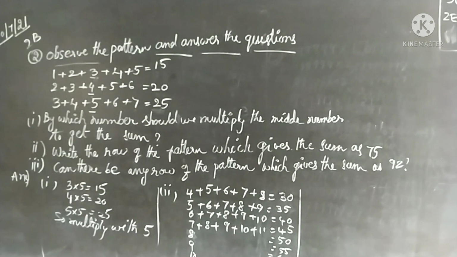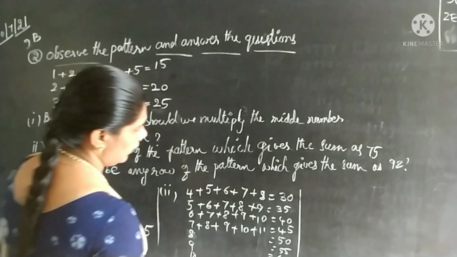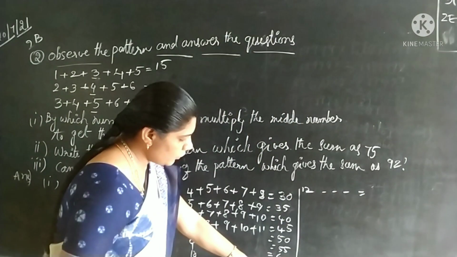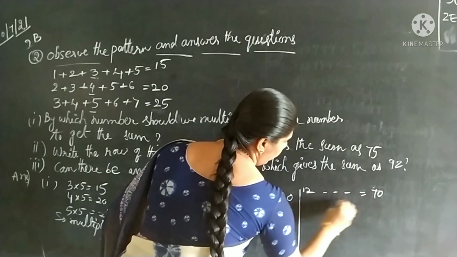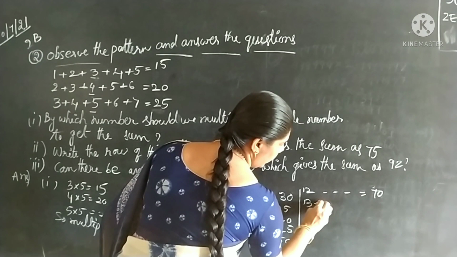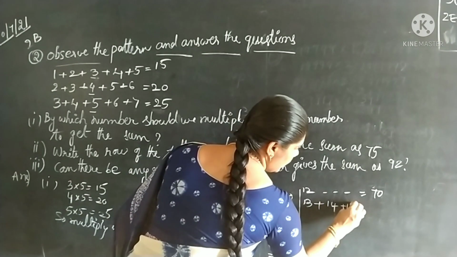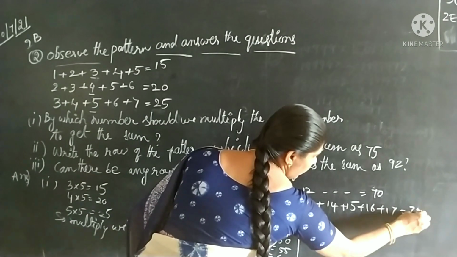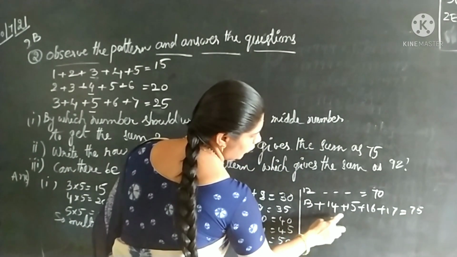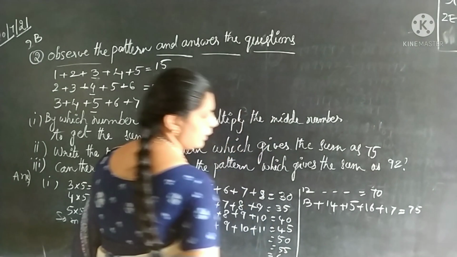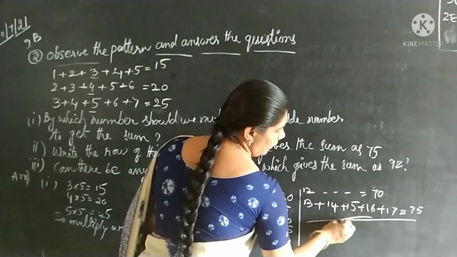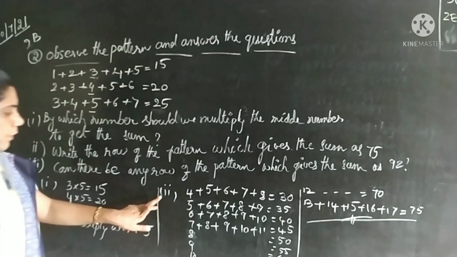And after that, 11. After that, you start with 12. You start with 12 and you get 17 here. And after that, if you start with 13, 14 plus 15 plus 16 plus 17, you get 75 here. Okay, 14, 15, 16, 5 numbers we are adding. So in this row, you get 75. Okay, this is your answer for the second one.